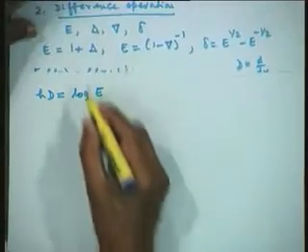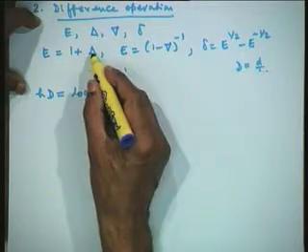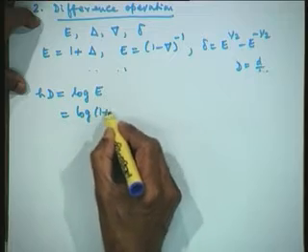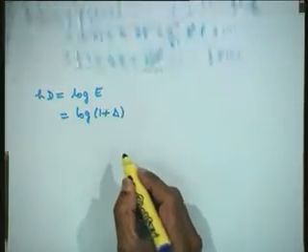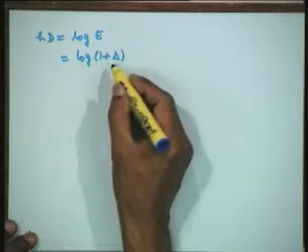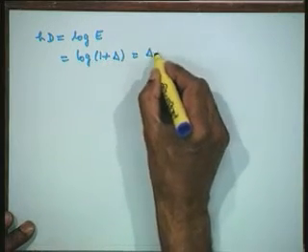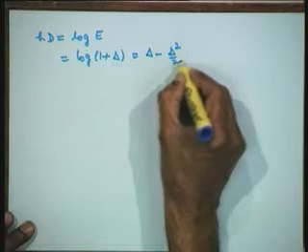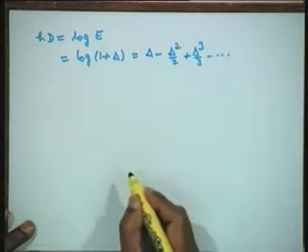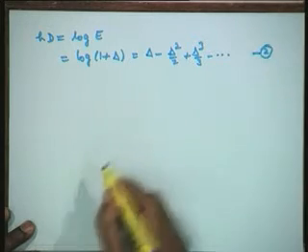but E is 1 plus delta. If I want it in terms of forward differences, I will substitute E is equal to 1 plus delta. So, I will write this as log of 1 plus delta. Then symbolically open up the logarithm. This will be delta minus delta squared by 2 plus delta cubed by 3 and so on. We have numbered earlier 1, let us number it as 2.